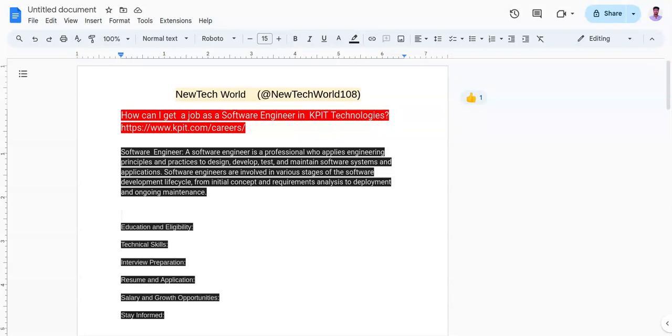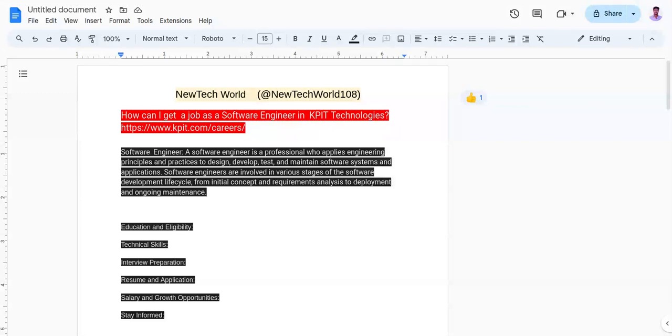Now, talking about the technical skills, as a software engineer at KPIT, you should possess strong technical skills in programming languages such as C, C++, Java, and Python. Knowledge of data structures, algorithms, and software design patterns is essential. Additionally, familiarity with databases, web technologies, or cloud computing platforms is desirable or preferable.